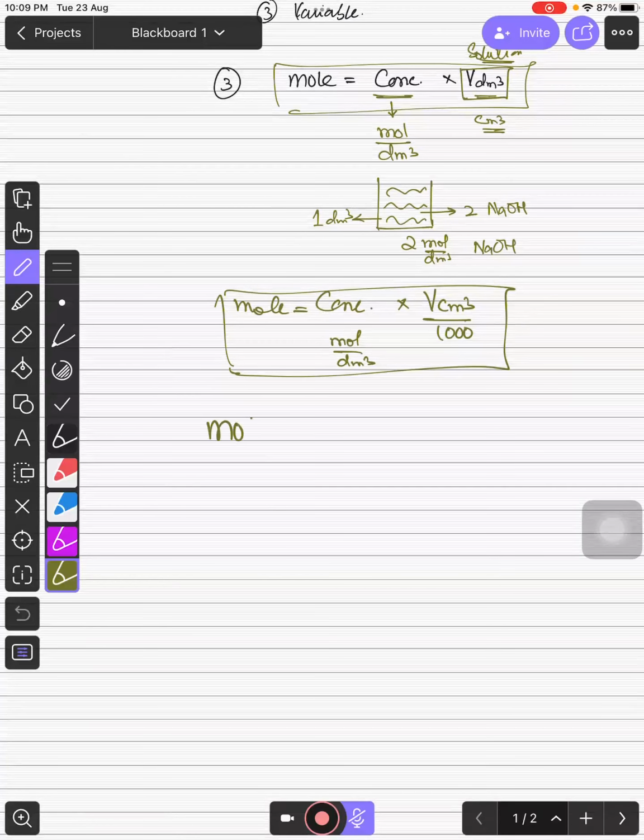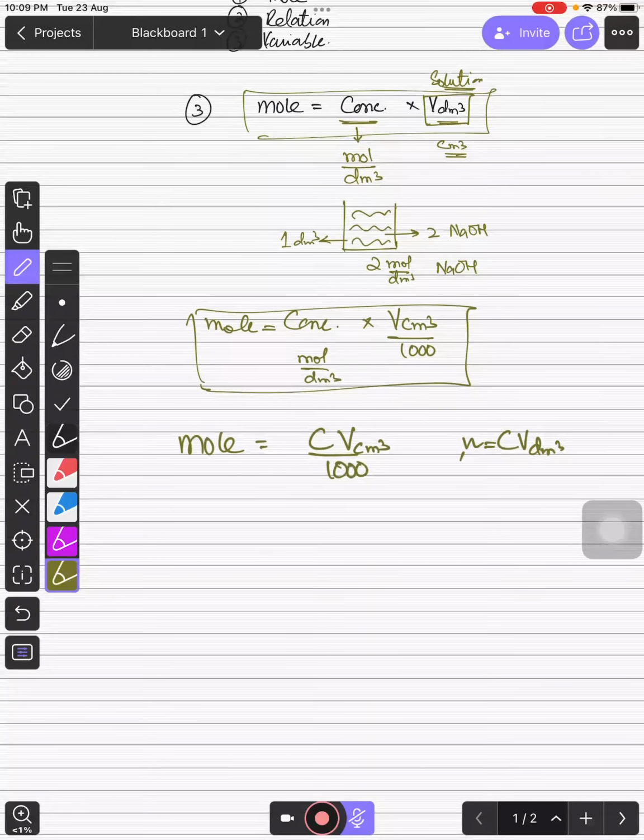रिमेंबर बच्चों, अगर आपको कॉन्सेंट्रेशन दे दी गई हो, और मैं number of moles पूछूं, so remember concentration into volume divided by 1000 if volume is in centimeter cube, right? Remember this formula. Or if the volume is in decimeter cube, so you don't need to divide it by 1000, you can find out the number of moles directly, right bachcho?